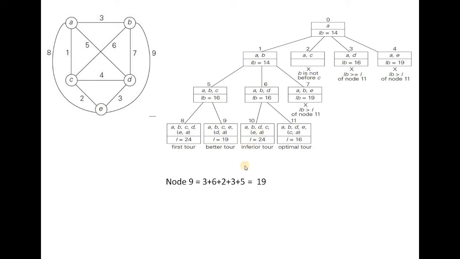Let's calculate the total cost for this tour. So node number 10. The path is A to B, B to D, D to C, C to E, E back to A. So A to B is 3, B to D is 7, 7 is written here, D to C is 4, 4 is written here, C to E is 2, and then E back to A is 8. So total cost is 24, 24 is written here.